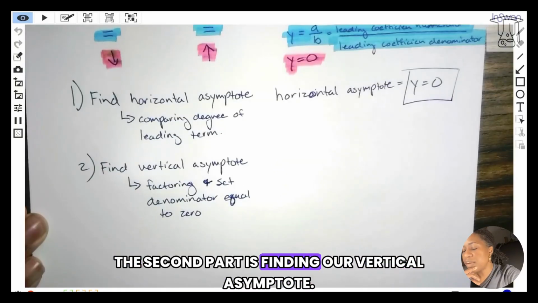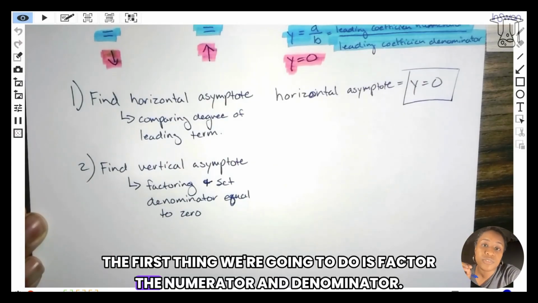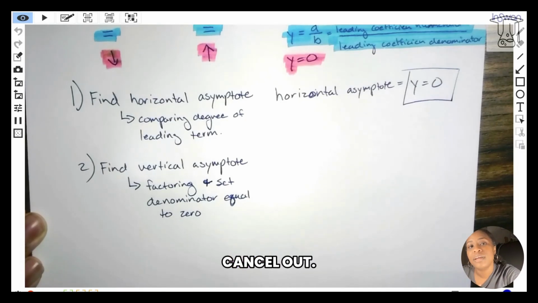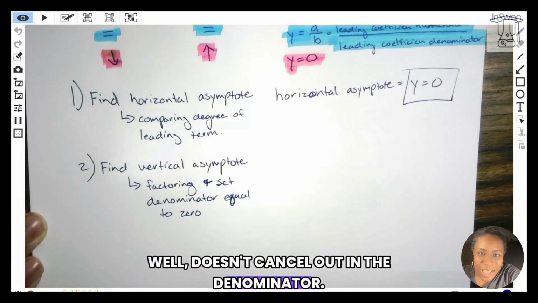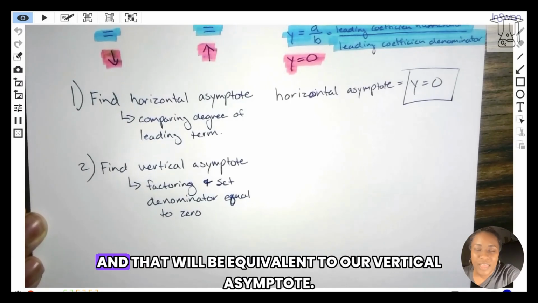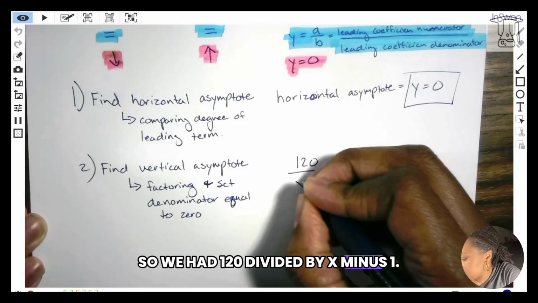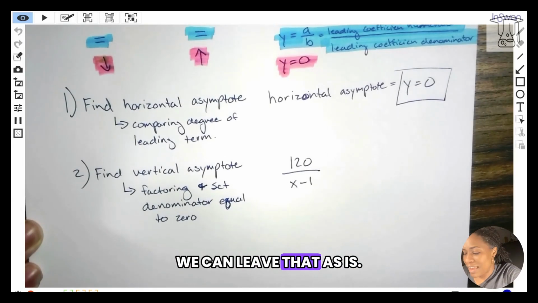The second part is finding our vertical asymptote, and to do that is two parts. The first thing we're going to do is factor the numerator and denominator, and then we're going to check for any parts of the numerator and denominator that cancel out. Anything that doesn't cancel out in the denominator, we're going to set equal to 0, and that will be equivalent to our vertical asymptote. So we had 120 divided by x minus 1. Luckily for us, that's perfect. We can leave that as is.